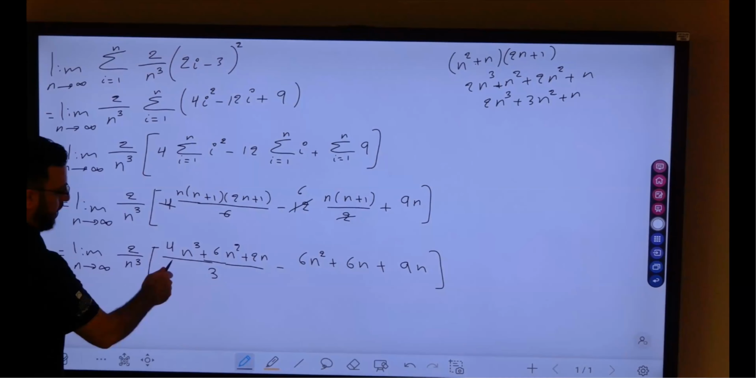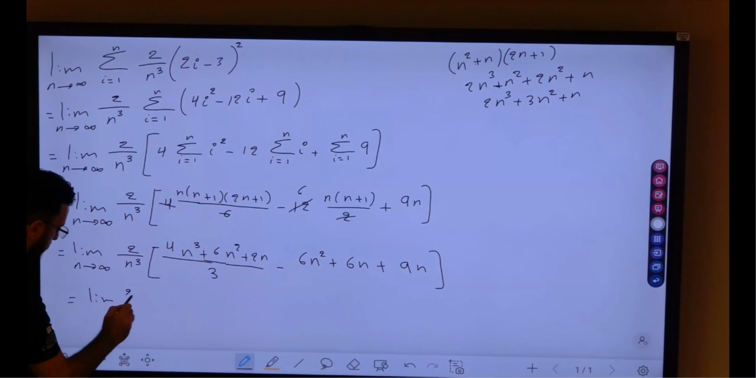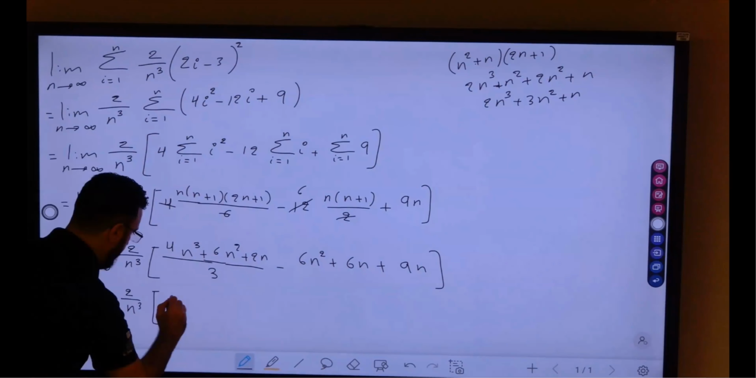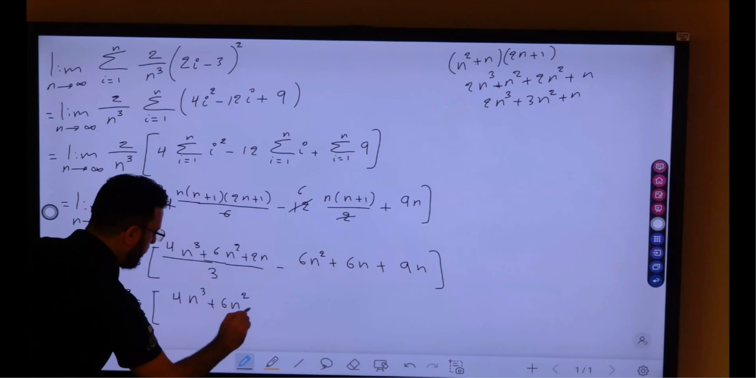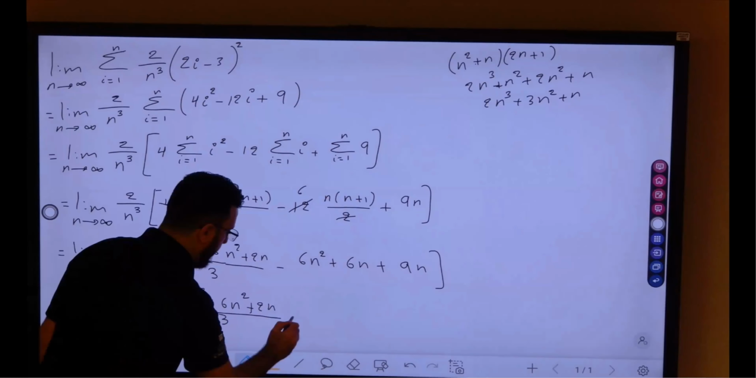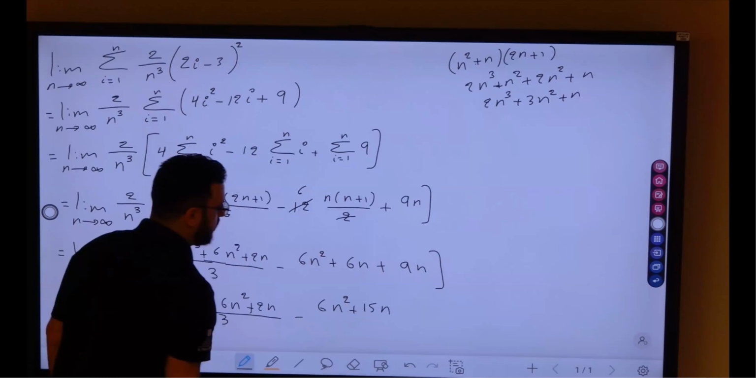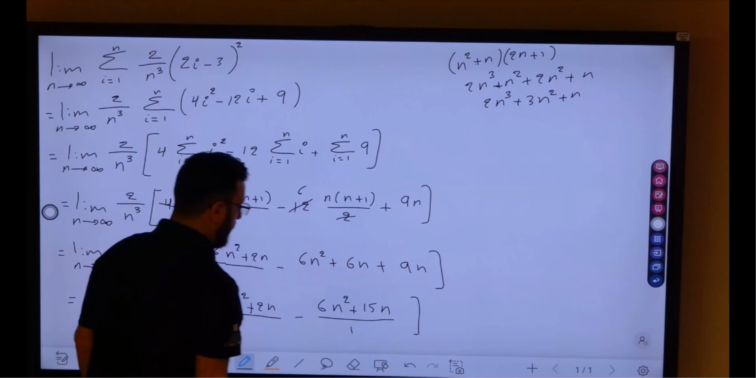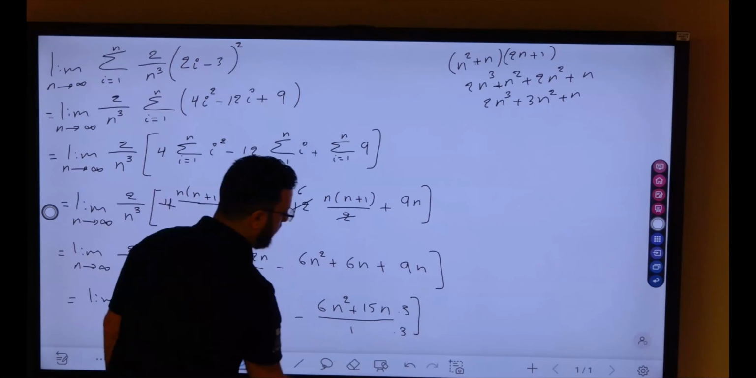And then how are we going to combine this one with here? Two over n cubed. I have to do another step. 4n cubed plus 6n squared plus 2n divided by 3, minus 6n squared plus 15n, because you can combine these together. I'm going to write down this over 1. Now, how are we going to get the same denominator? I have to multiply this one by 3.